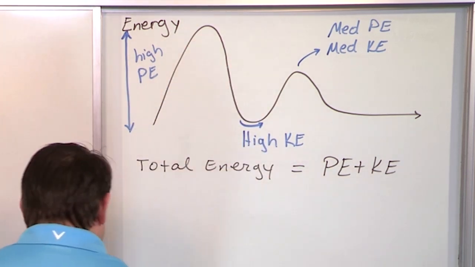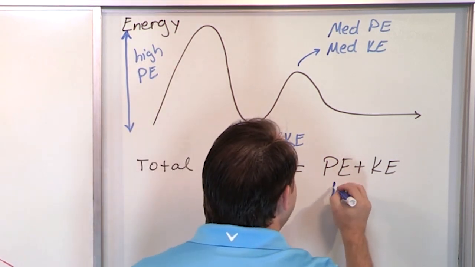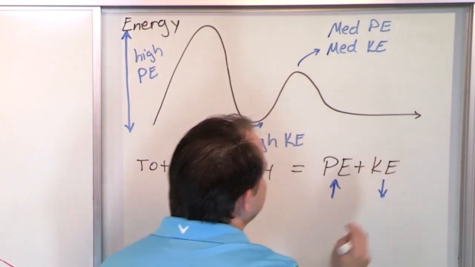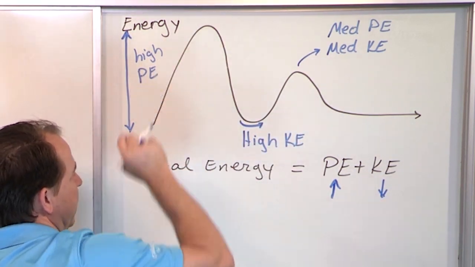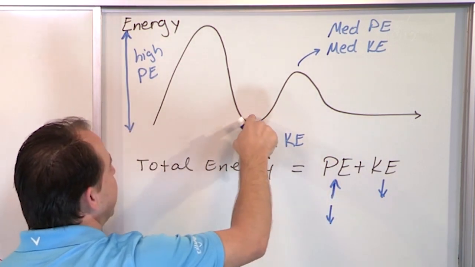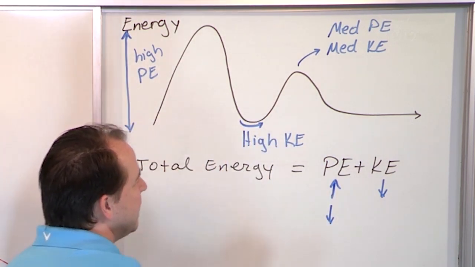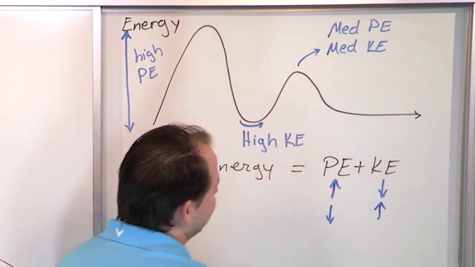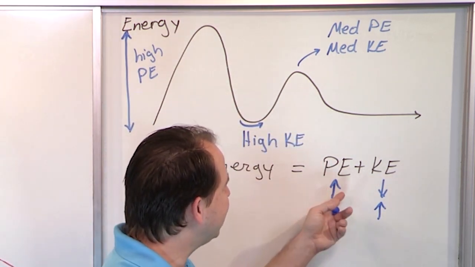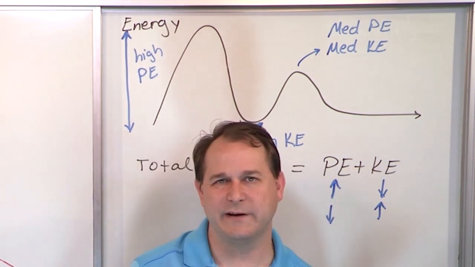So at the very top of the hill, I have a very high potential energy. That's what the up arrow means. And I have a very low kinetic energy up at the top here. But then when I get to the bottom here, I have a very low potential energy because I'm basically at ground level. And I have a very high kinetic energy because I'm going really fast. So you see what's happening? Every time the potential energy gets high, my kinetic energy must get low.